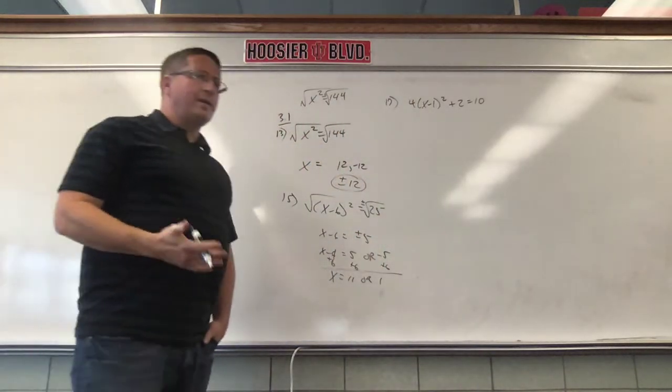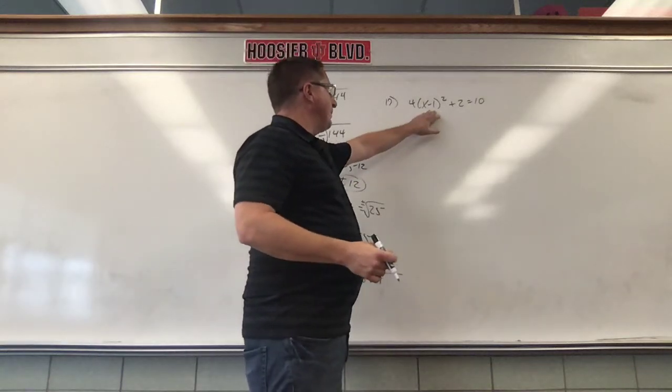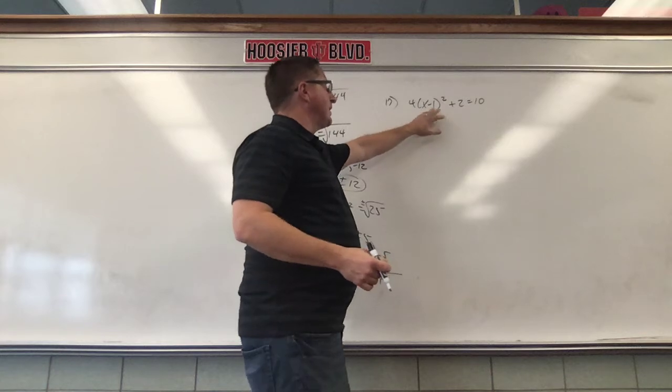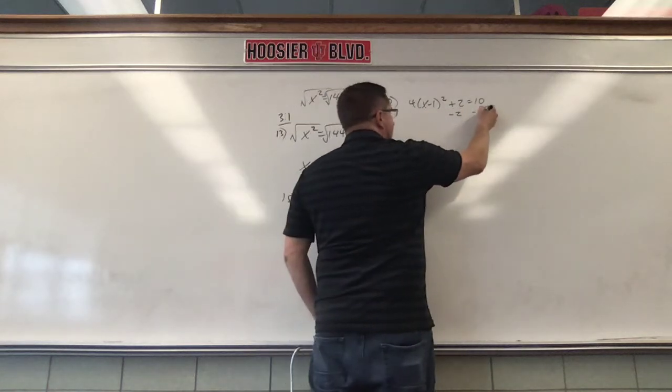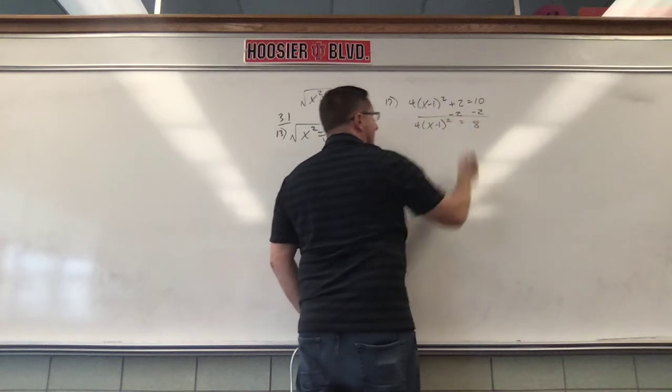you got to have what's squared be all by itself. So when we look at this, what's being squared is x minus 1. So we got to get x minus 1 squared by itself. So let's get rid of this plus 2, subtracting 2. So we have 4 times x minus 1 squared equals 10 minus 2, which is 8.